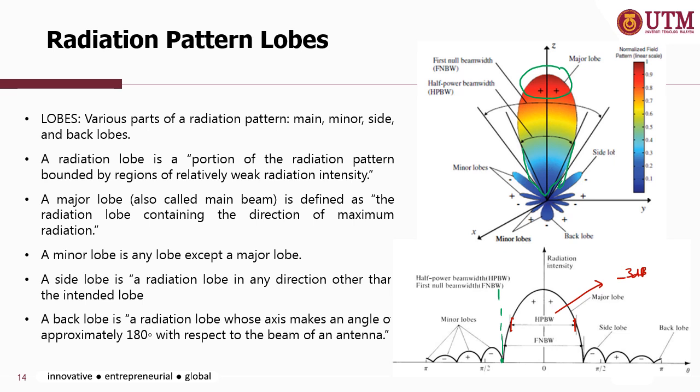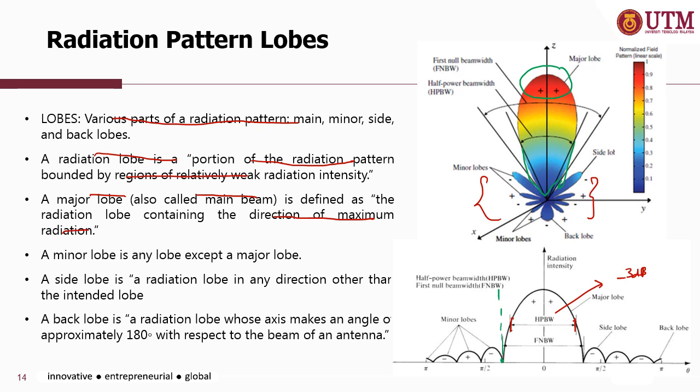Okay, lobes, by definition, are the various parts of the radiation pattern, consisting of main, minor, side, and back lobes. The radiation lobe is the portion of the radiation pattern bounded by regions of relatively weak radiation intensity. So the side lobes represent the weak radiation intensity compared to the major lobe. The major lobe, also called the main beam, is defined as the radiation lobe containing the direction of maximum radiation.